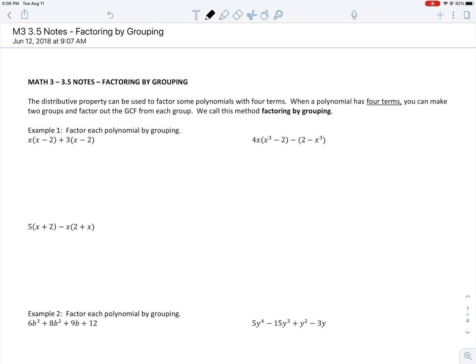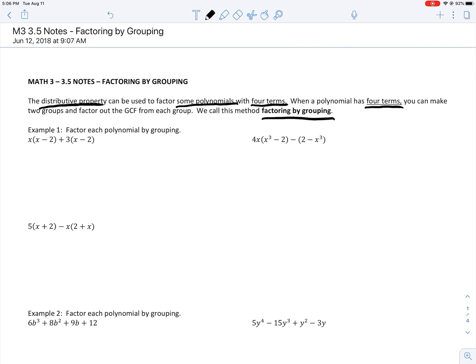Today we're doing notes 3.5, factoring by grouping. We're going to be using the distributive property to help us factor polynomials. The key is this only works when there are 4 terms. If there's not 4 terms, we're not going to factor by grouping. So again, this is factoring by grouping, and it only works if there are 4 terms.